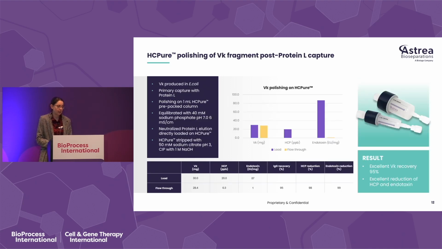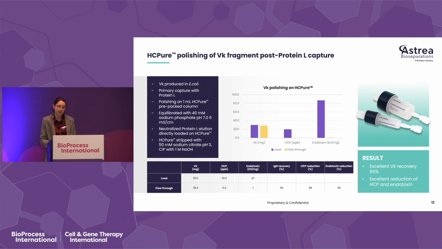So the last example that I have before we move on to the viral clearance work is with a VK fragment. So this was produced in E. coli, and as it's a VK, it doesn't have the Fc region, so the primary capture was a protein L this time. For this case, again, we managed to load the neutralized dilution directly onto HCPure without the need for a buffer exchange.